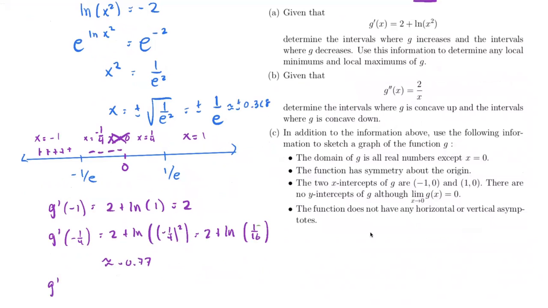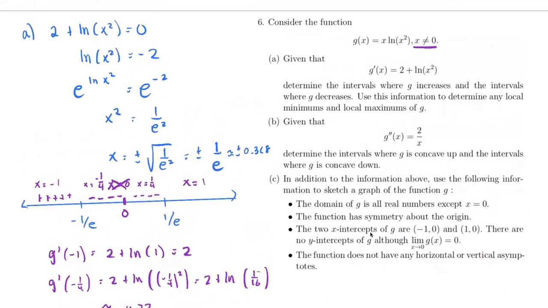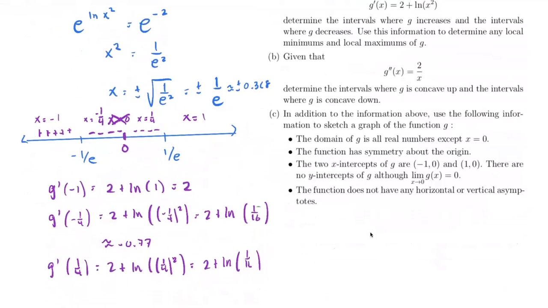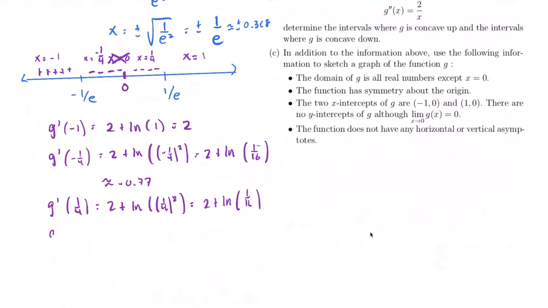Whereas if I do g prime of 1/4, let's see what happens here. So it's 2 plus natural log of 1/4 squared. Oh, wait a minute, that's just 2 plus natural log of 1/16. So it's the same thing, negative, negative, negative, negative. But there's something going on here, and I'll explain what happens there really quickly. And then the g prime of 1 is 2 plus natural log of 1, which is again 2. So positive, positive, positive, positive.